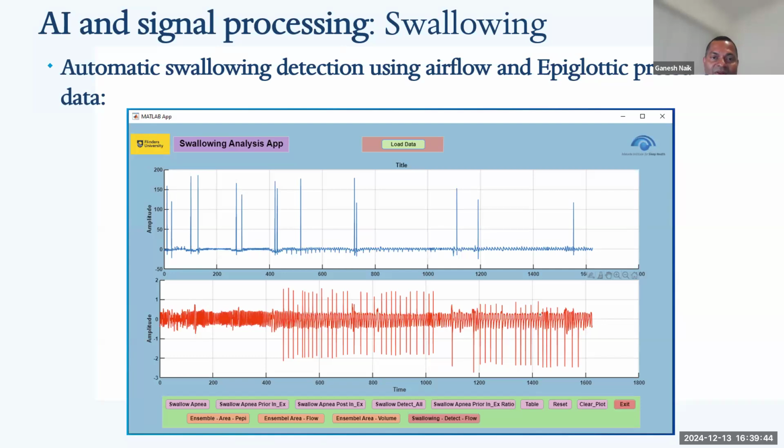That is the epiglottic pressure sensor. Then second, the bottom is the flow. Flow is the normal airflow sensor, which is basically coming from a nasal cannula. So we collected these two data, then I developed the algorithms.